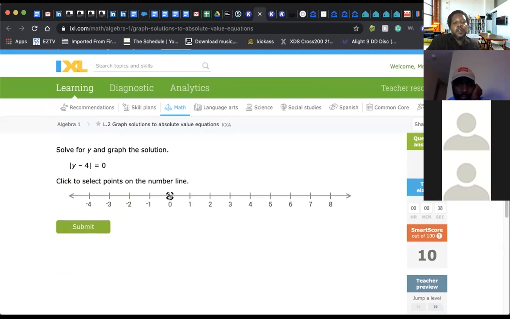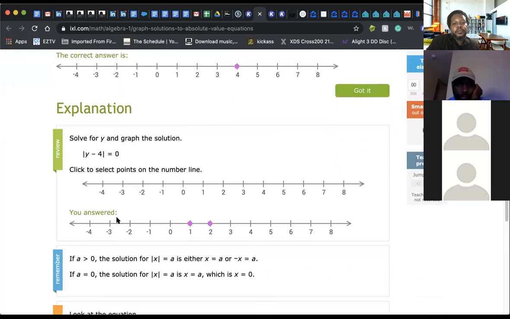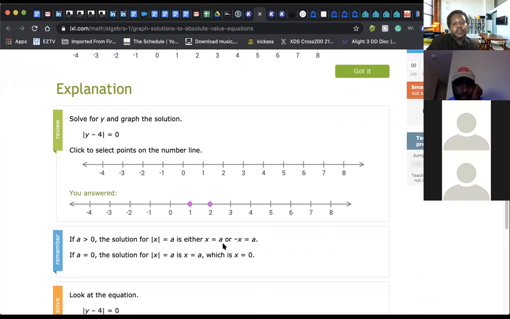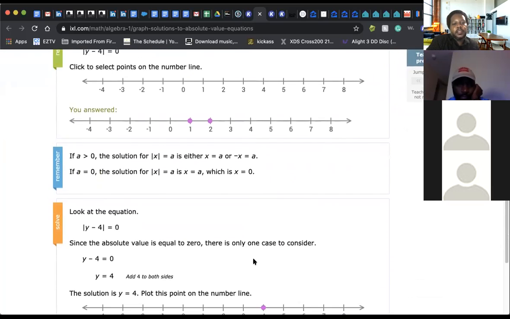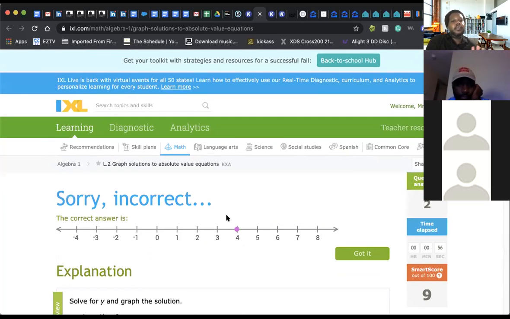Of course, if you get it wrong, I'm going to just choose 2 random answers. And when I get it wrong, they will explain what I need to do, right? X equals A or X equals -A. So I need to solve it and they'll show me what I need to do. The only answer is 4, okay? All right, so that's it. So those are what you need to do to make sure you get credit for today.